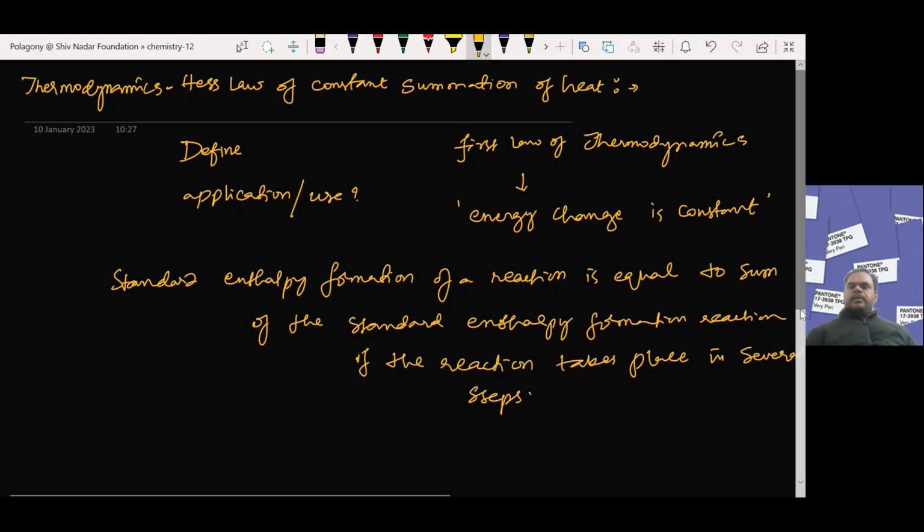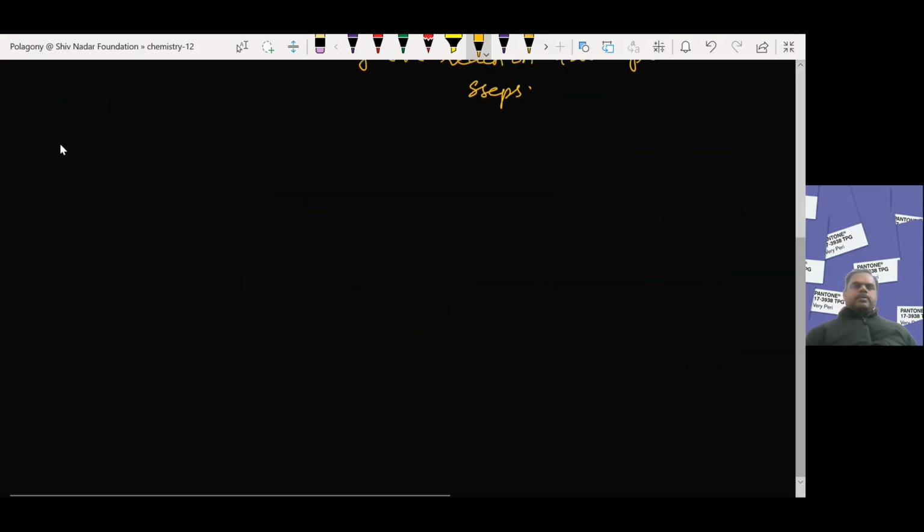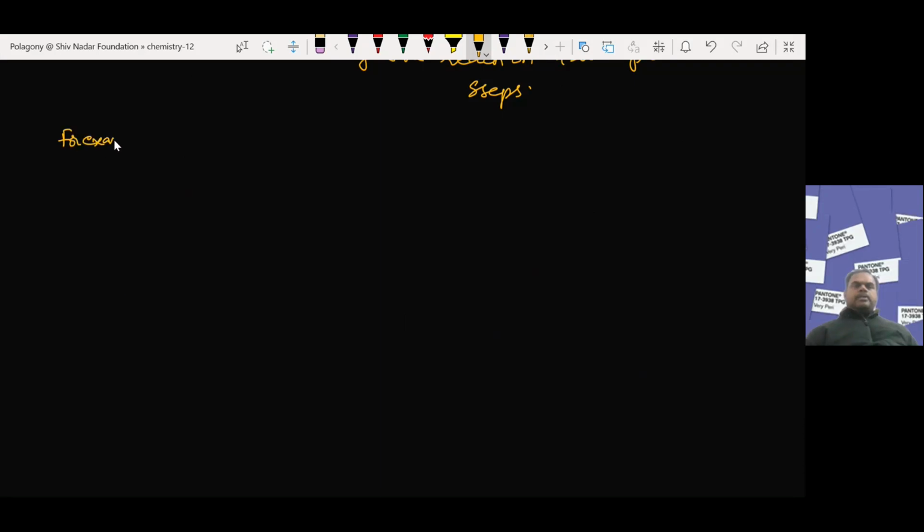That means, I mean to say, for example, if you consider A is the reactant, transforming into D, for example, the product. In a chemical reaction, A is transforming into the product D. So the standard enthalpy formation is equal to delta FH when A changes into D directly. So the standard enthalpy formation will be some value.